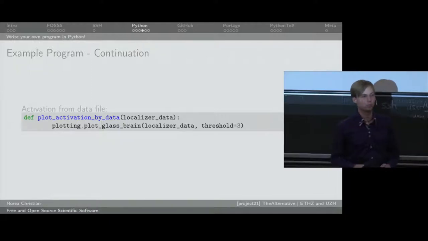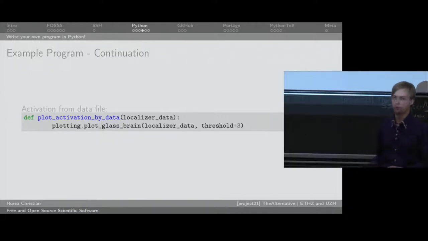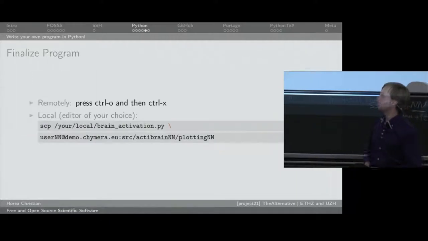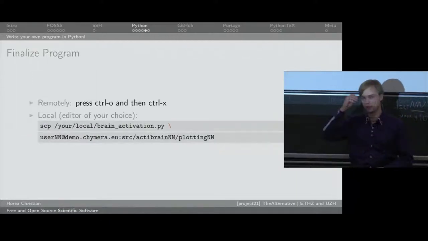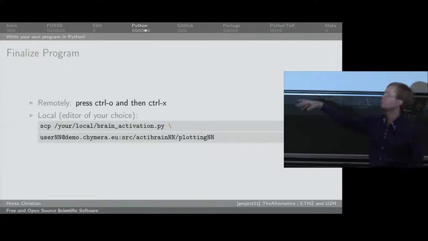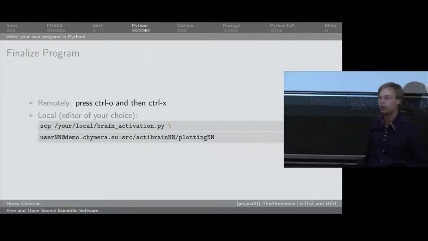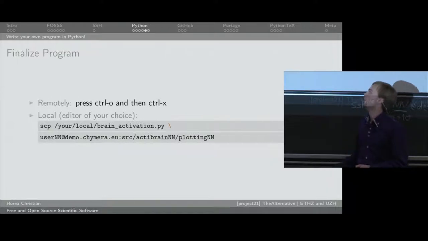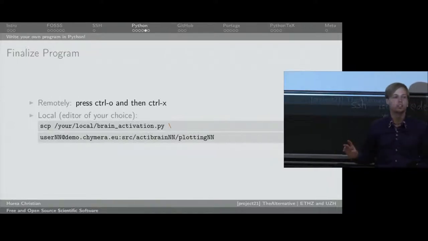And it's actually quite simple because Python is a rather mature programming language and they already took care of that. So this is finalizing the program. If you're in Nano, you just need to get out of Nano and save your stuff. You do that by pressing Ctrl O, Enter, and then Ctrl X. And if you did insist on writing this program on your own computer, you could upload it with SCP.